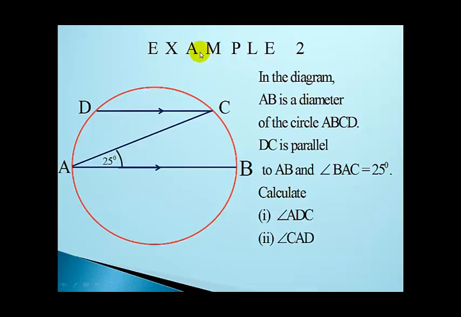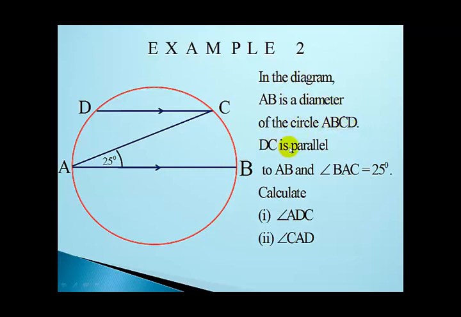Now we consider the example here. In the diagram, AB is a diameter. We are told that AB is a diameter, and we know that a diameter is a line that divides a circle into two equal halves. So in the diagram, AB is a diameter of the circle ABCD.